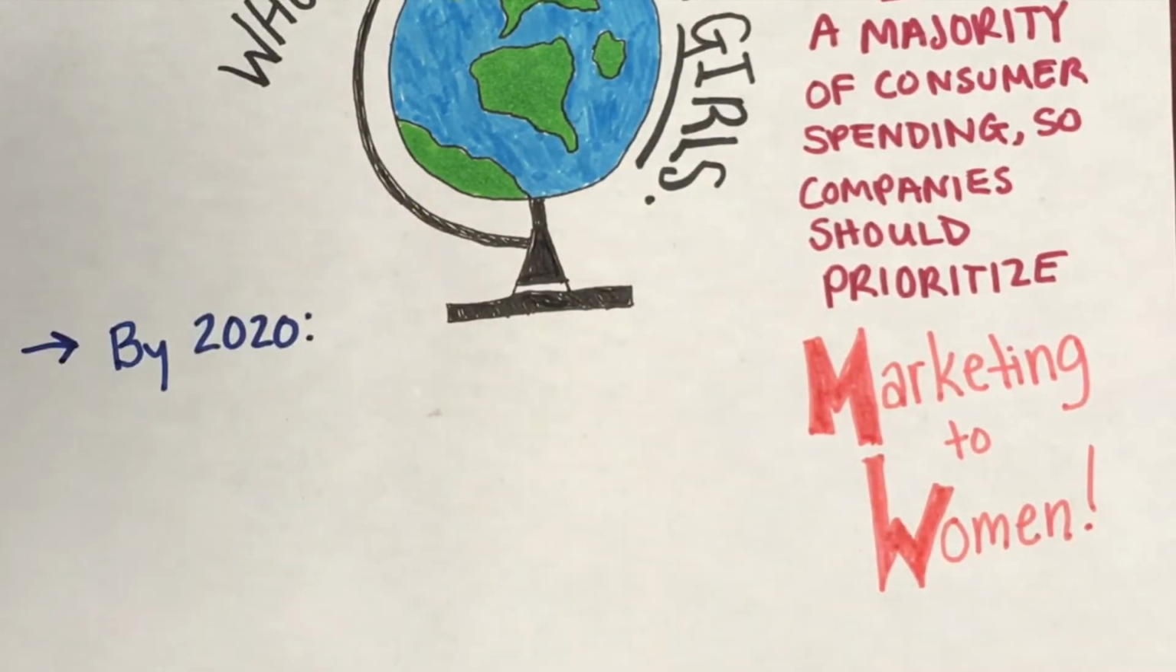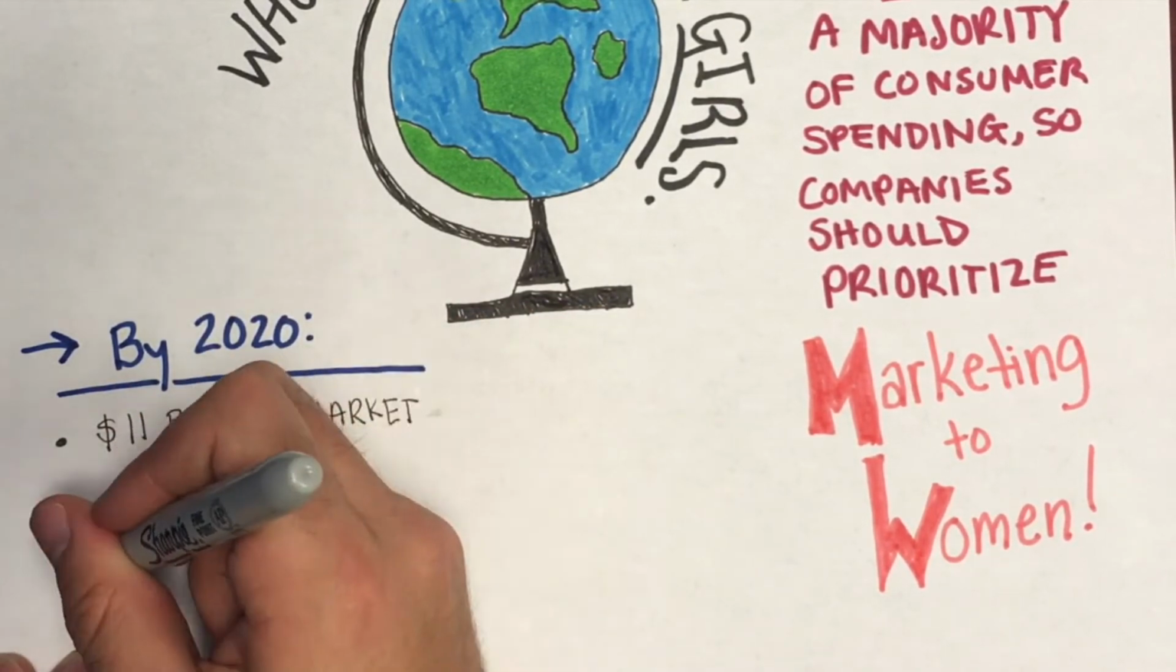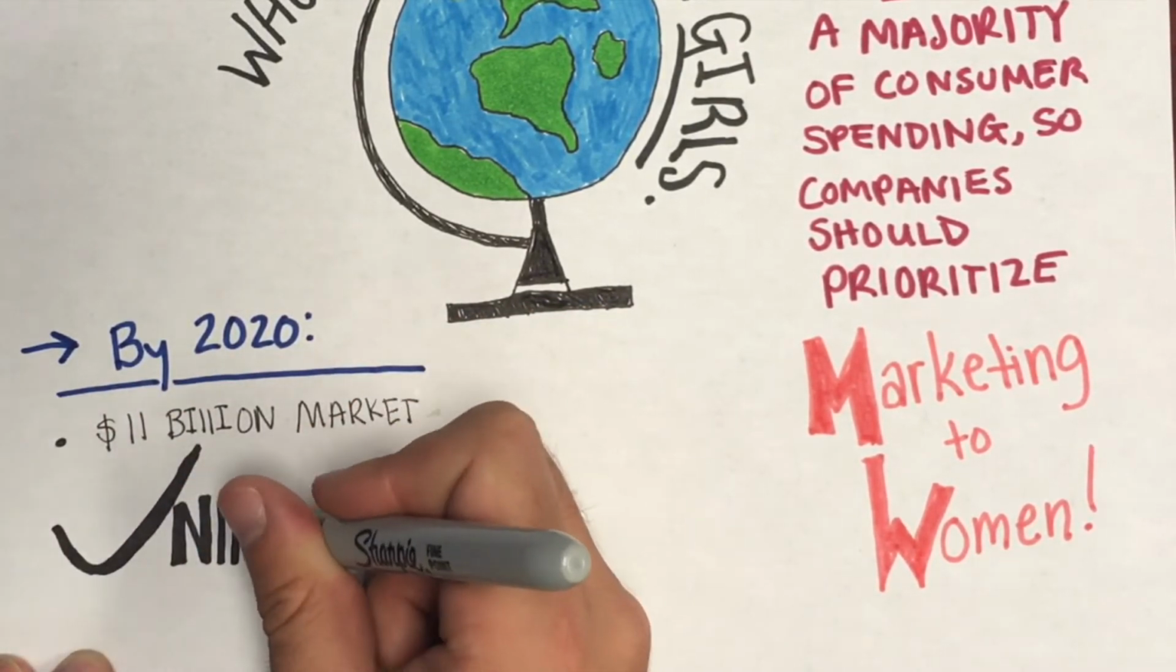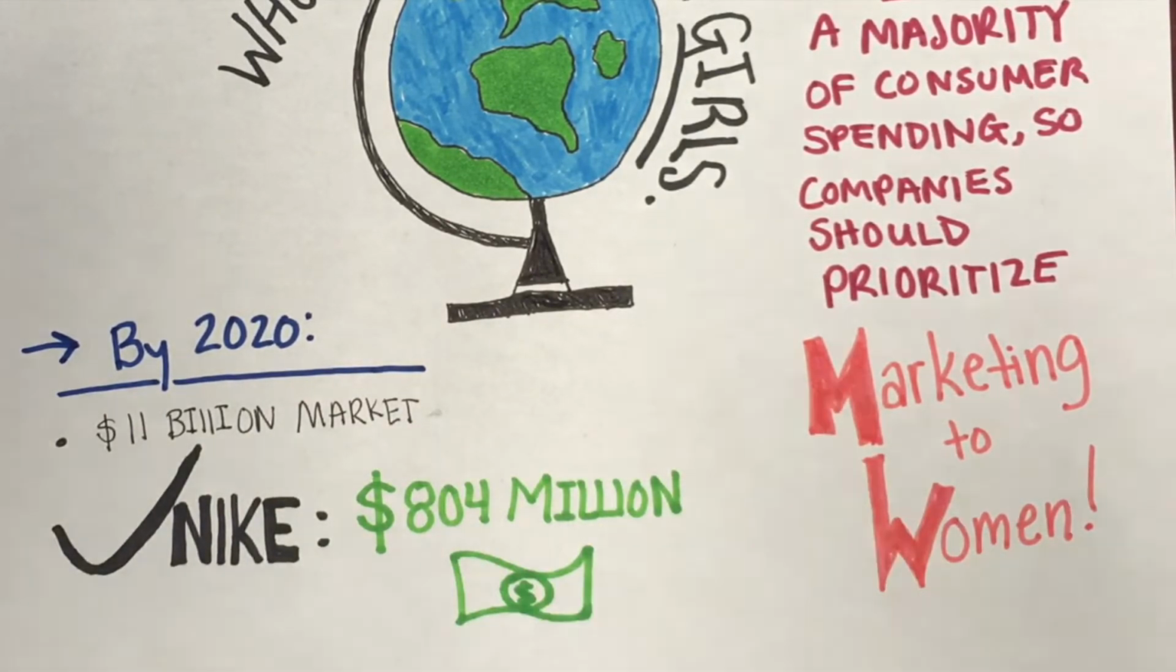Let's take Nike for example. Nike's advertising was pushed to $804 million in order to focus more on women, which is forecasted to grow to $11 billion of Nike's business by 2020.